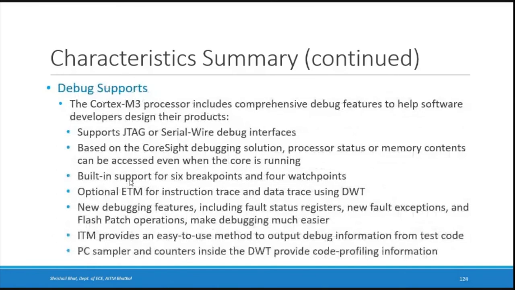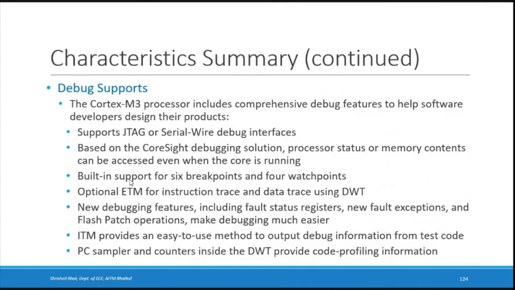Then you have the debug support. The Cortex-M3 includes comprehensive debug features to help software developers design their products. It supports JTAG or serial wire debug interfaces. Then, based on the CoreSight debugging solution, the architecture for debugging is the CoreSight architecture. We have seen that, right? The processor status and memory contents can be accessed even when the core is running. Then it has built-in support for breakpoints as well as watchpoints. There are 6 breakpoints and 4 watchpoints which are supported.